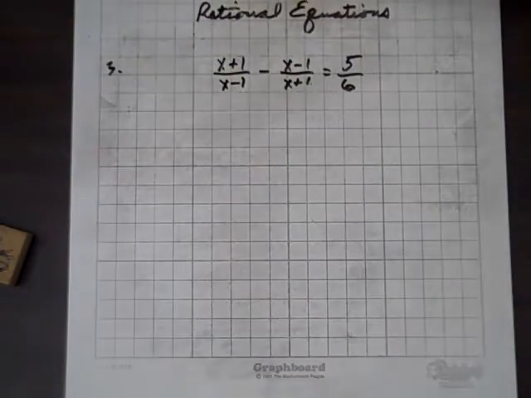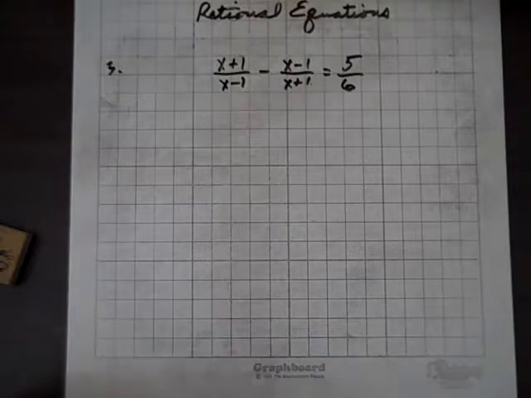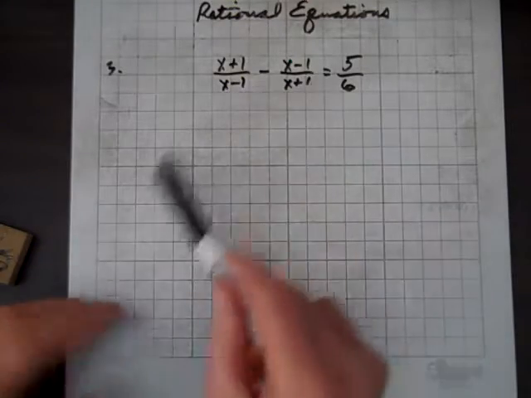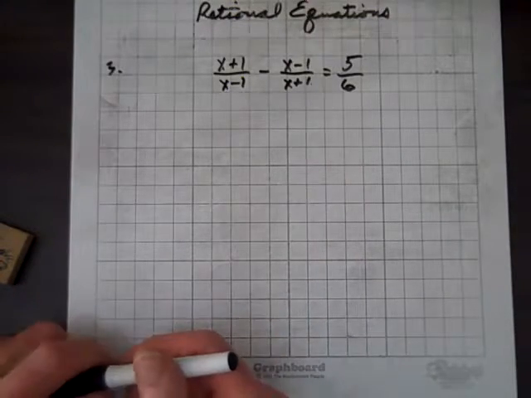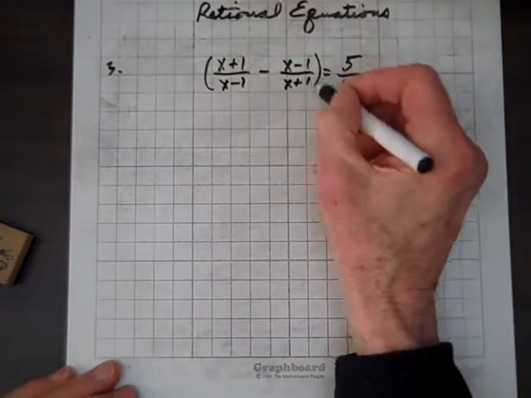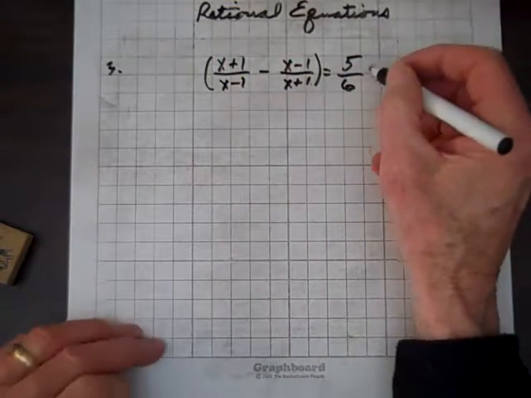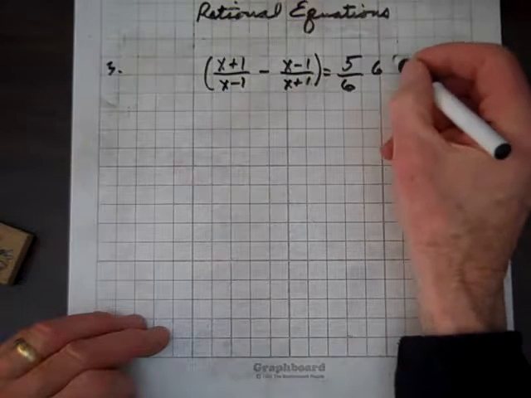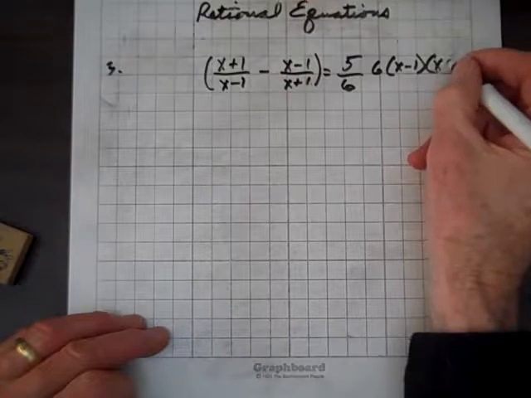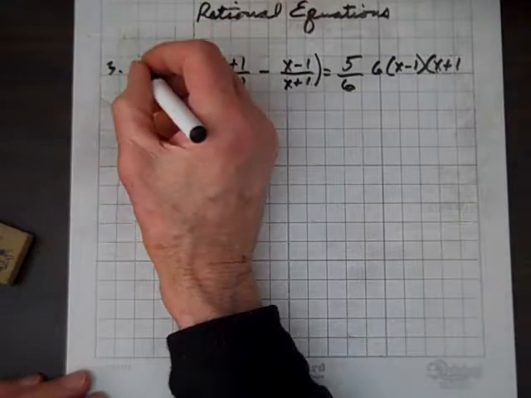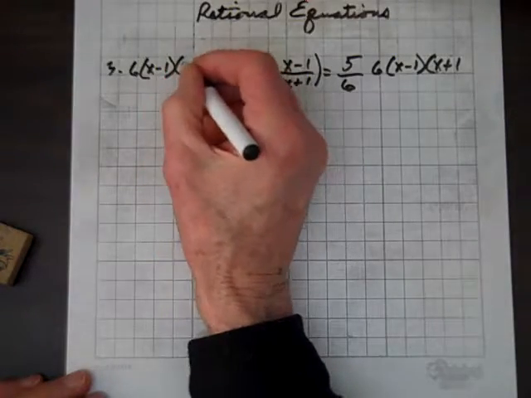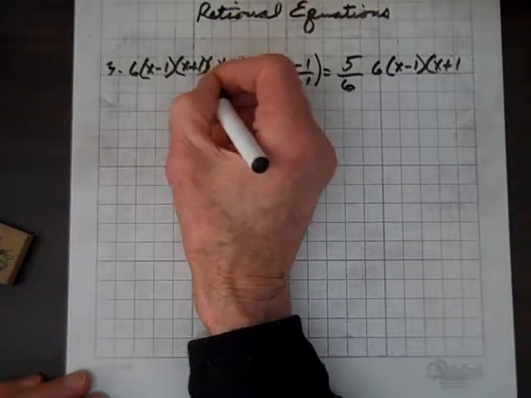Well, here's our final rational equation to solve. And the denominators are all different, so we'll multiply through by the common denominator to eliminate denominators, and the common denominator is 6 times x minus 1 times x plus 1.